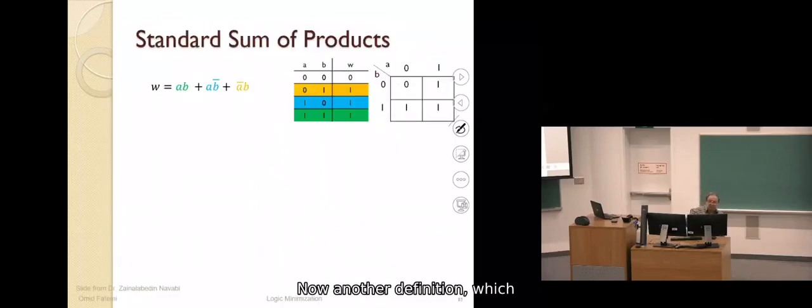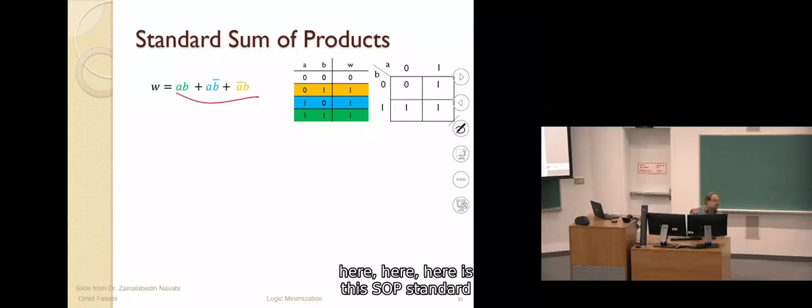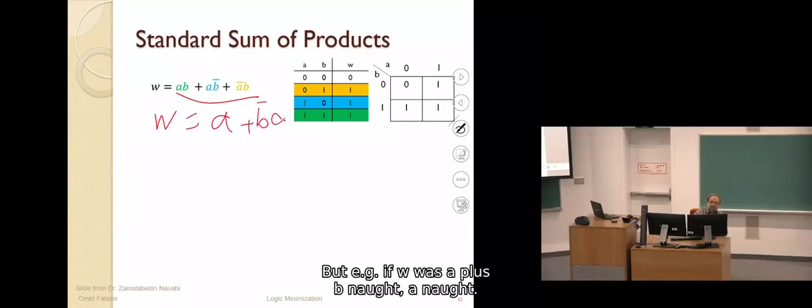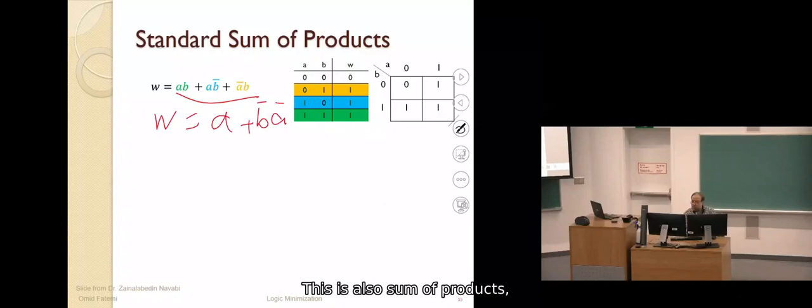Now another definition, which is a standard sum of products. In a standard sum of products, we have only min terms. If we have only min terms, then it is a standard sum of products. For example, here this SOP is standard, because it has min terms and it is a sum of products. But for example, if W was A plus B naught, A naught, this is also a sum of product, but it is not a standard sum of product. Okay? A plus B naught, A naught. This is it. Yes?